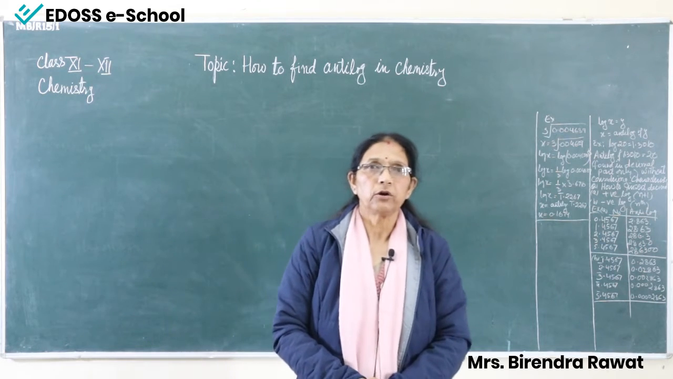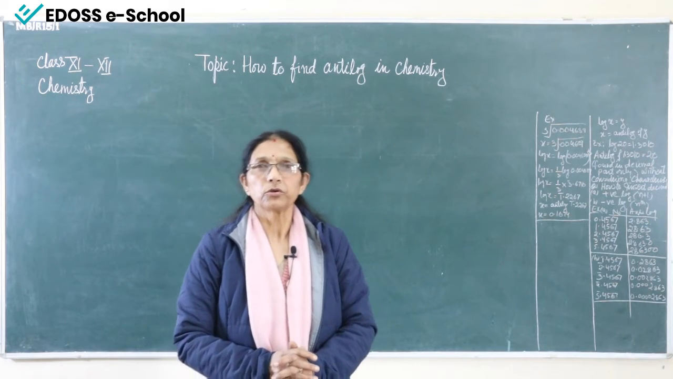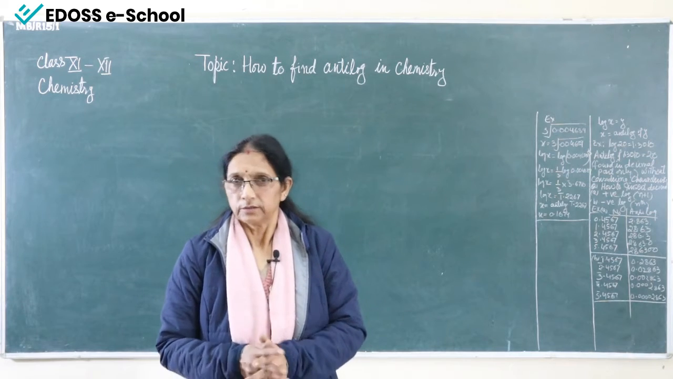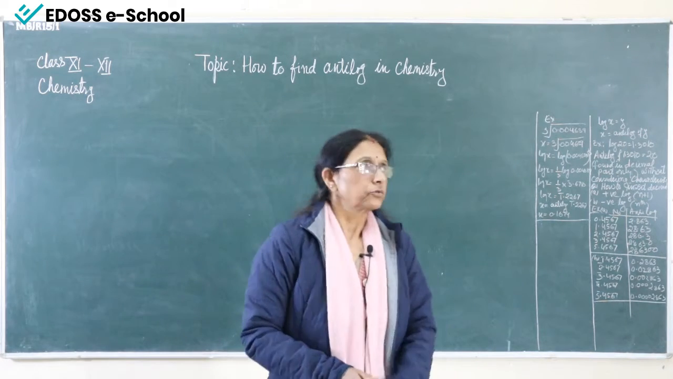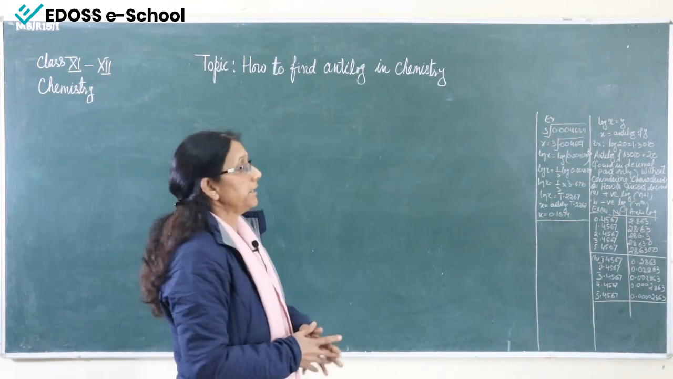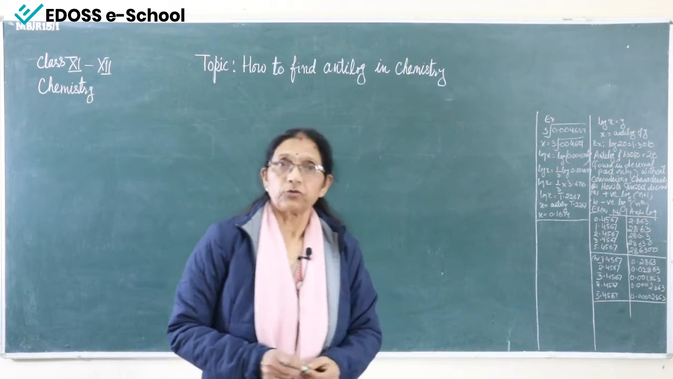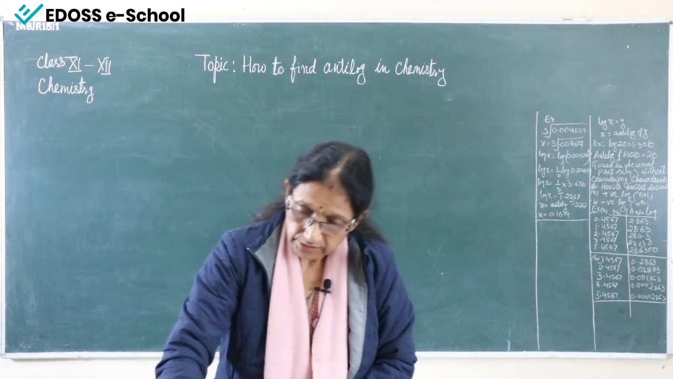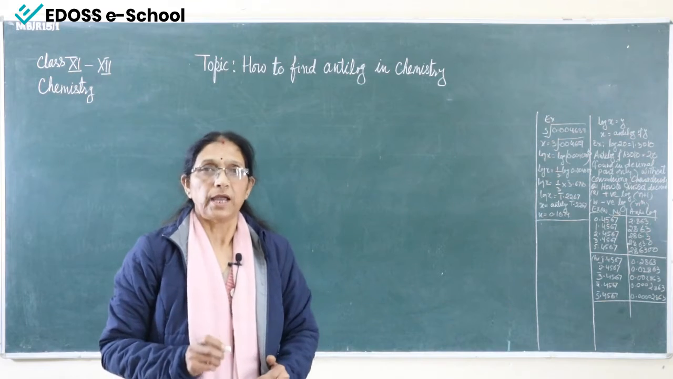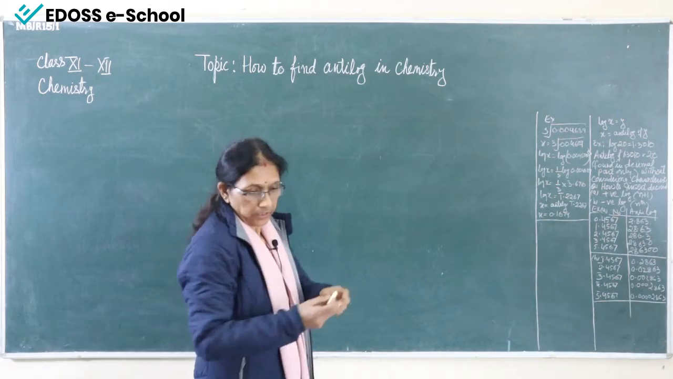Today's topic is how to find antilog in chemistry. In my previous video, I already talked about how to find log. The second part of log, after log, comes antilog. So in this video, we will discuss how to find antilog in chemistry. In many questions, such as in electrochemistry and chemical kinetics, we first have to find log, and after that we have to find antilog.